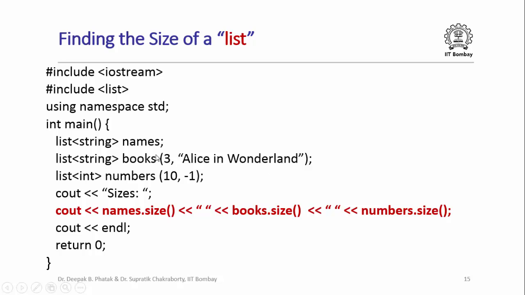And we know what their sizes are. This is 0, this is 3, this is 10. So this is what is going to get printed out. Sizes: space 0 space 3 space 10.